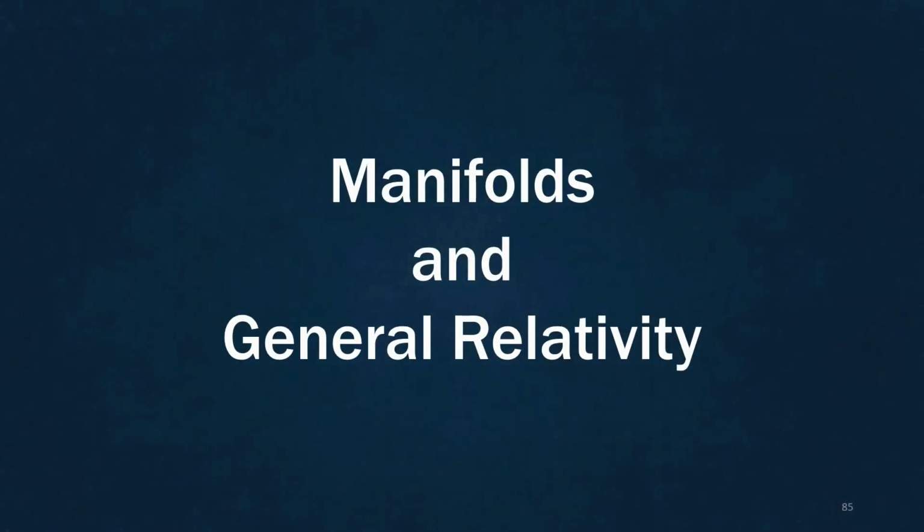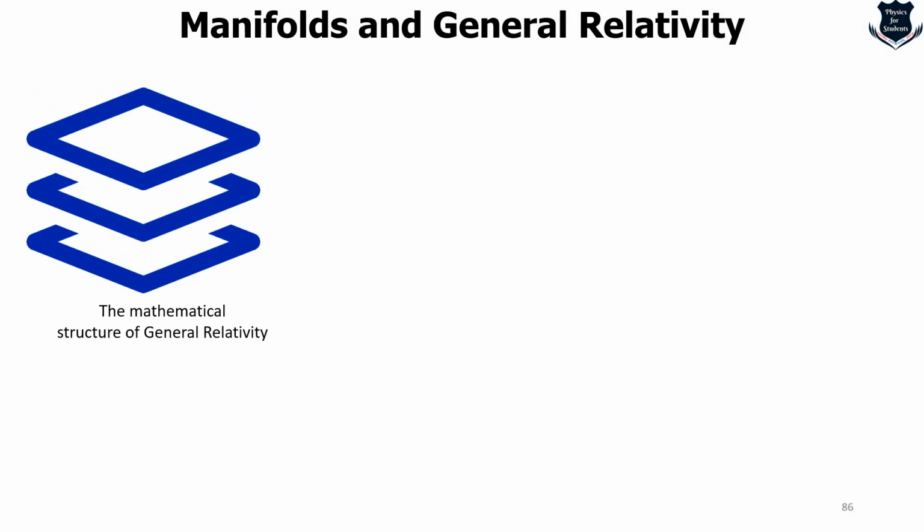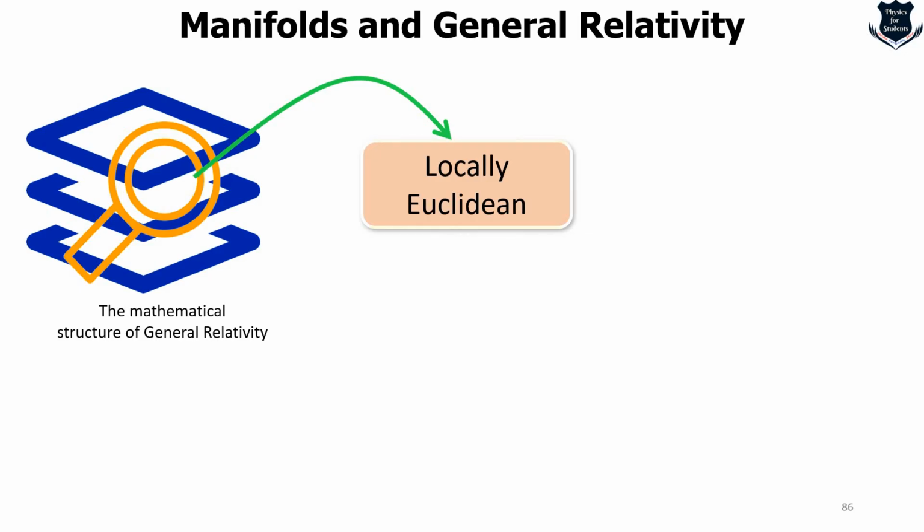Very important: manifolds and general relativity. I will try to explain it in the next part of the video. So here you see that the manifold actually forms the basis of general relativity. If I zoom in on this, what I get is a locally Euclidean space. Locally Euclidean means it is just a local space where you can use Euclidean calculus to analyze it.